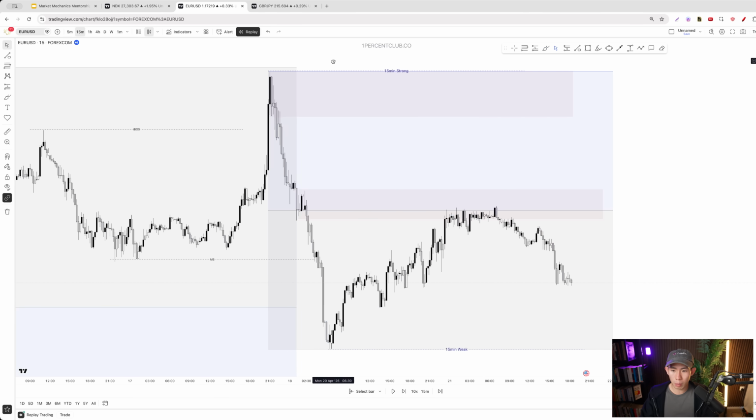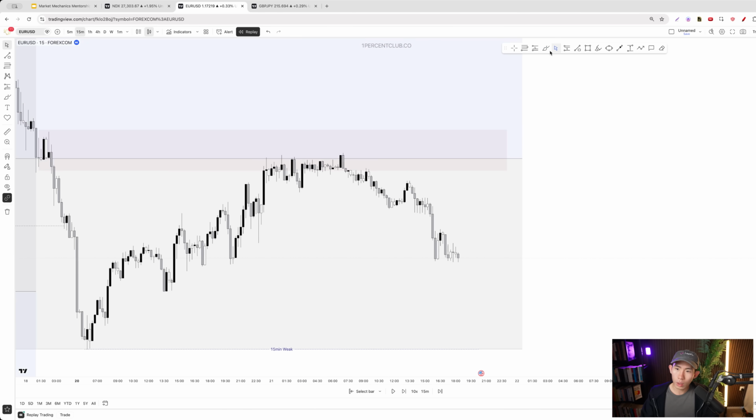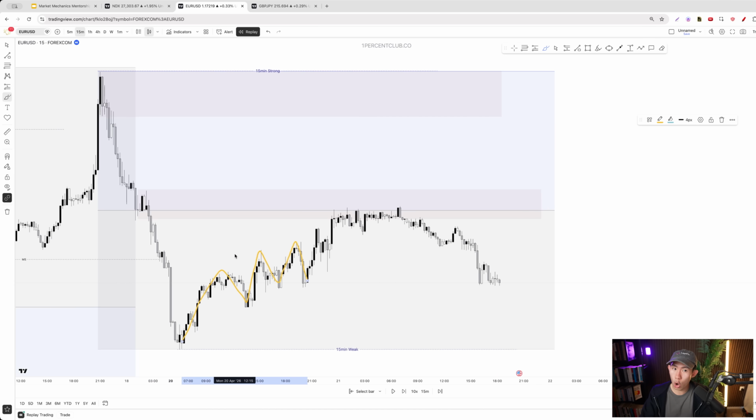When price mitigated this supply zone to grab more liquidity, look at the internal structure that we have right here that is being formed. Price goes up, pulls back, goes up, pulls back, goes up, pulls back. So we know that price has shifted bullish because price is creating higher highs and higher lows on a 15-minute time frame. But does this mean that price has shifted bullish because the trend is reversing? No. If price takes out this high here, then yeah, maybe price is reversing. But if it doesn't take out that high, this just tells us that price has shifted bullish in the short term to facilitate the pullback to this supply zone.